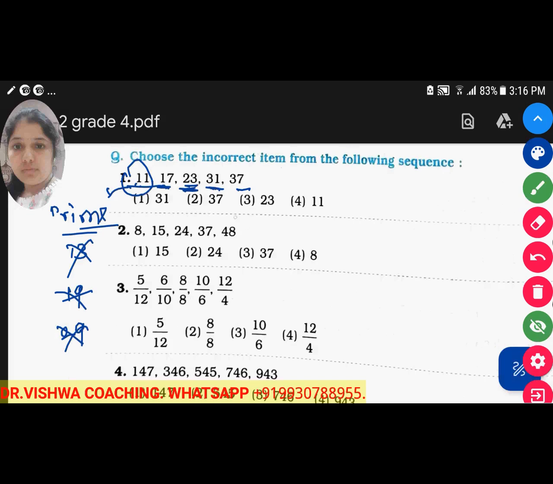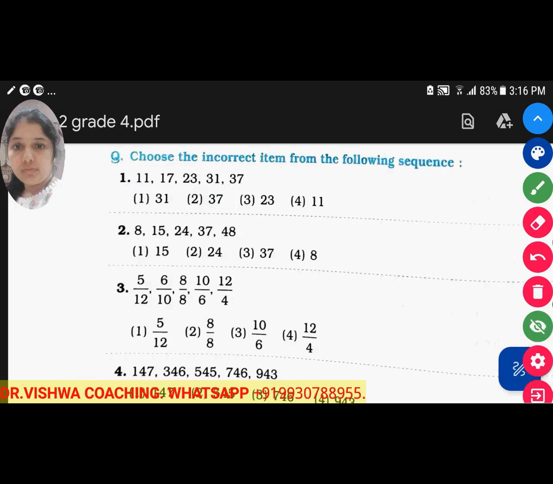Okay. Now after 31, which is the prime number? 33 is not a prime number, 35 is not a prime number, but 37 is a prime number, but we have to leave it and we have to take the next prime number in the given order. So 37 is the option which is the odd one out there. Understood? There should be 41 instead of 37.